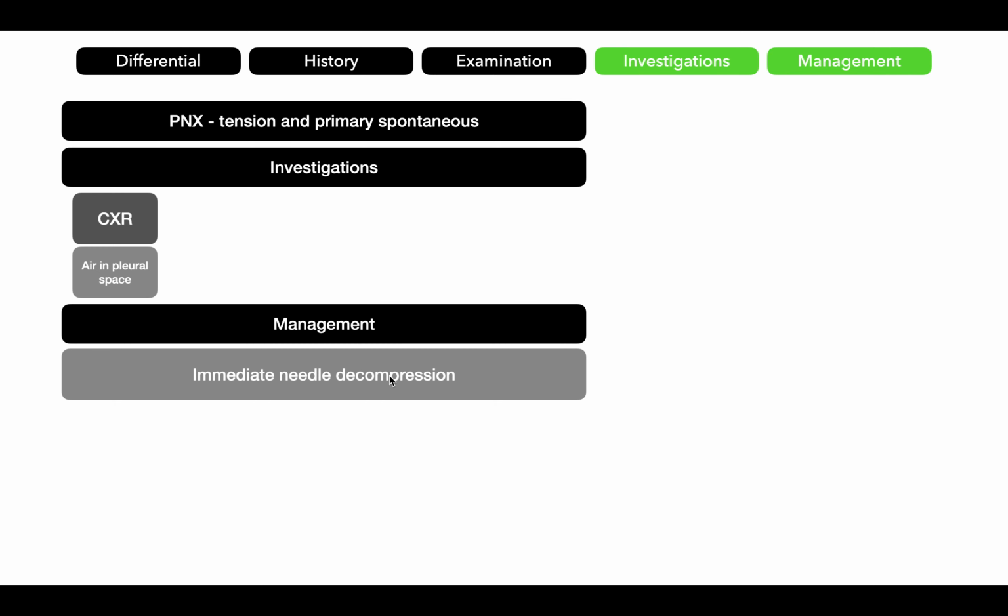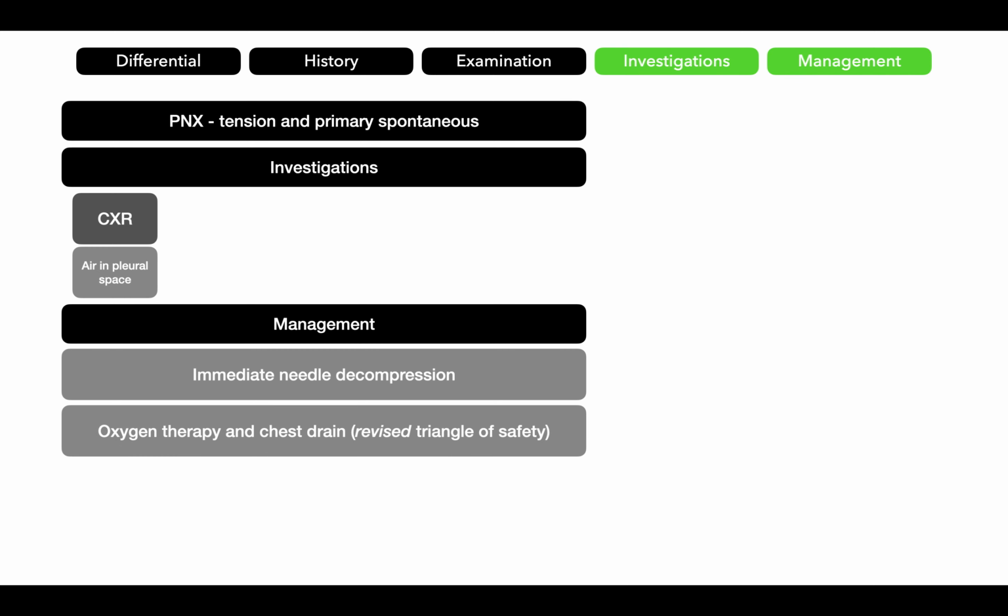That's if it's a tension, right? You need to move in there before you do a chest x-ray. And then oxygen therapy and chest drain is given later. Oxygen therapy from the beginning, because oxygen therapy can help expand a collapsed lung, particularly for primary.